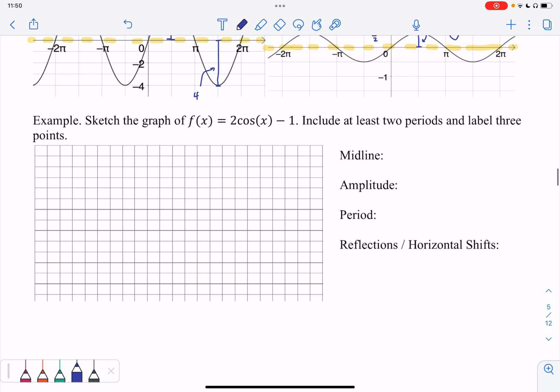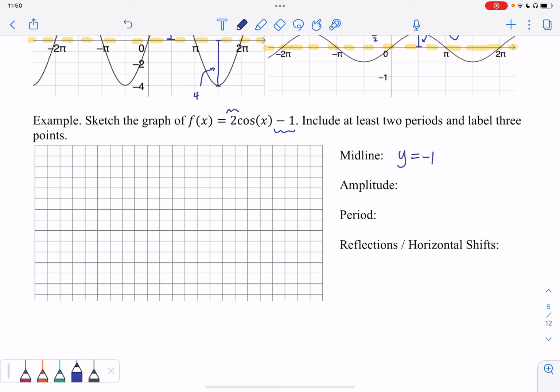So let's put this together and sketch the graph of f of x equals 2 cosine x minus 1. We want to include at least 2 periods and label 3 points. So what is the midline of this function? Going back to the midline. Well, the midline is determined by the constant that is added or subtracted outside of the function. Well, in this case, I have minus 1, so the midline is y equals negative 1.